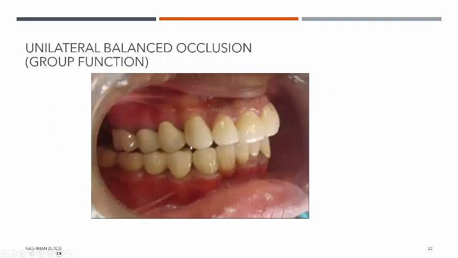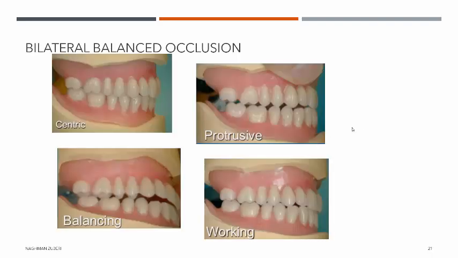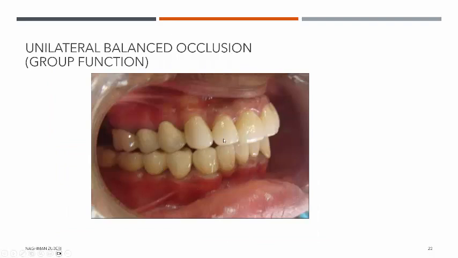Group function. Group function means on one side, that is the working side, teeth will be in contact, whereas on the non-working side there should not be any interference, there should not be any contact of teeth. In bilateral balanced occlusion, teeth will remain in contact in all eccentric movements. And we cannot achieve this in fixed prosthodontics. In fixed prosthodontics, most commonly we try to achieve the group function.